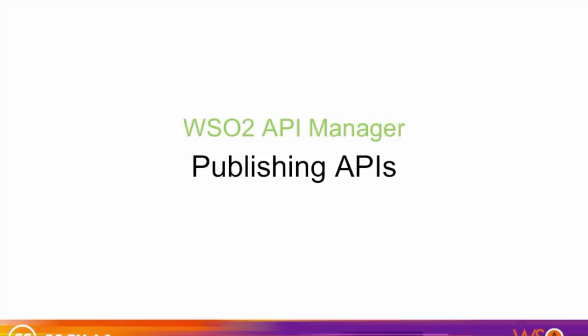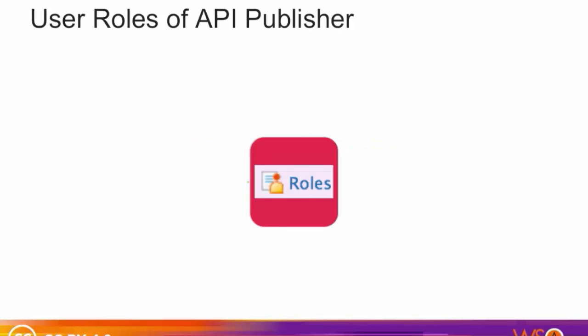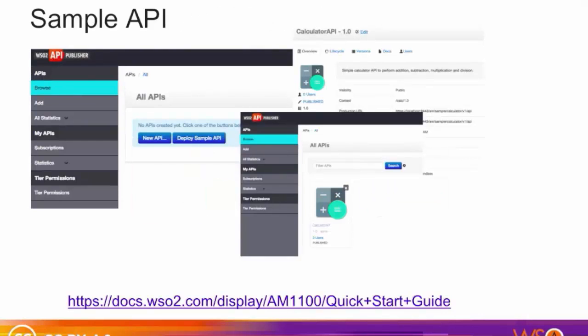Let's begin by learning how to publish an API. Users of the publisher are API creator and API publisher. When you log into the API Publisher for the first time, you get the option to deploy a sample API to test out the API Manager functionality.